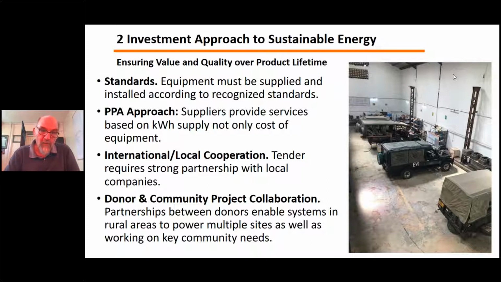This is something that we worked on in both South Sudan and Mindanao, where I recently managed a tender. We partnered international companies with local installers and service providers. And then there needs to be donor and community project collaboration. If donors are investing in the communities and the relief sector is investing in the camps, then partnerships between these two is win-win. And this has been happening in Kakuma, which I think is mentioned elsewhere. Next slide.